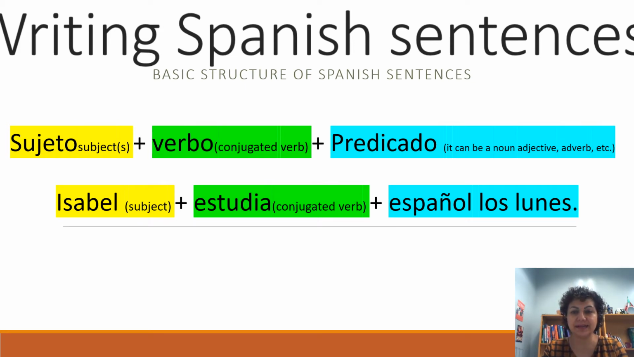And the rest of the sentence, what does she study? Español los lunes. The rest of the sentence can be as short or as long as you want it to. It can be a noun, adjective, adverb, etc.